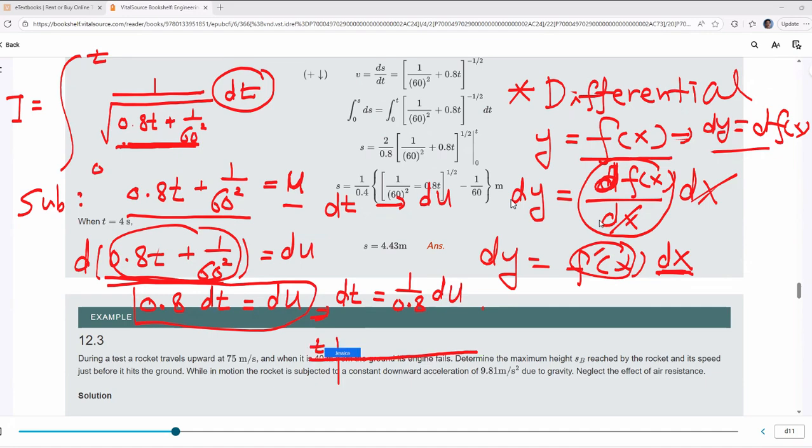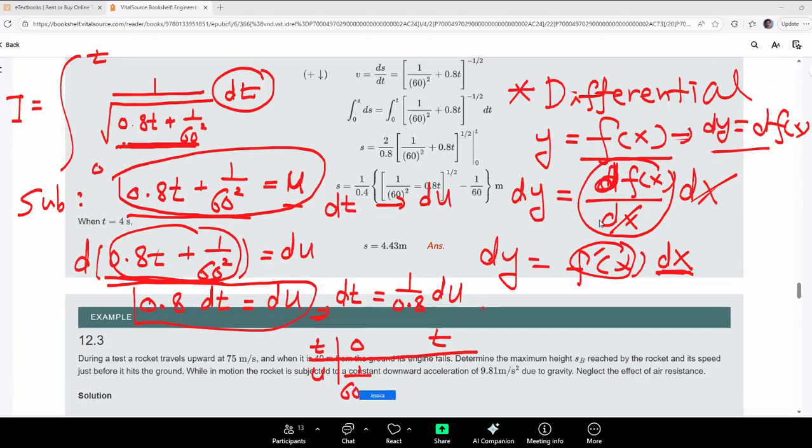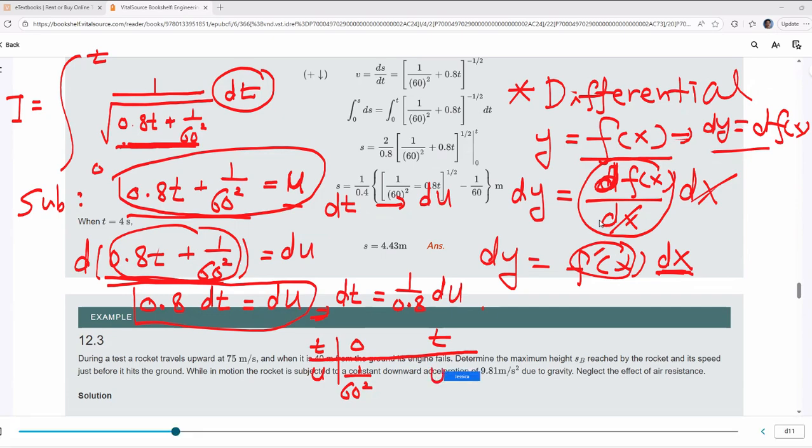Time starts from 0 to t. What about the u then? For u, plug in 0 for t. This is the relationship between t and u. That is the substitution method. Plug in 0 for t, then u becomes 1 over 60 squared. Okay, plug in t right there. That is simply u.